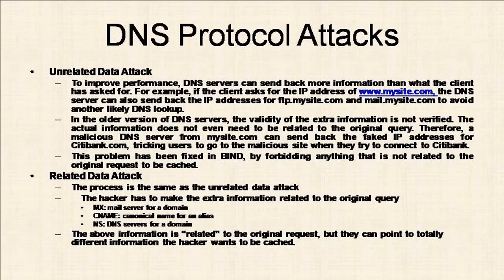For example, if a client asks for the IP address of mysite.com, the DNS server can also send back the IP addresses of its subdomains, sometimes ftp.mysite.com, mail.mysite.com, to avoid another likely DNS lookup. This is a very, very dangerous sign.